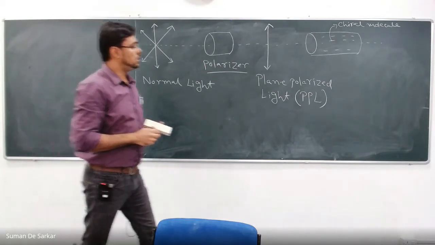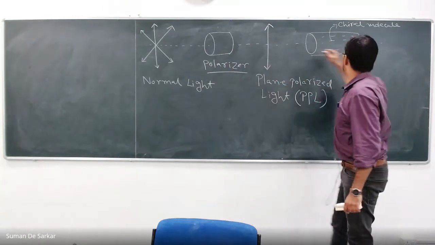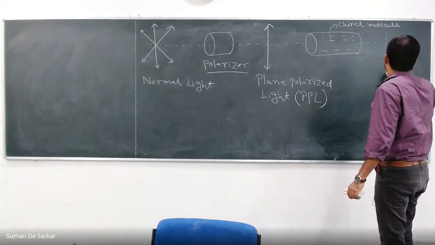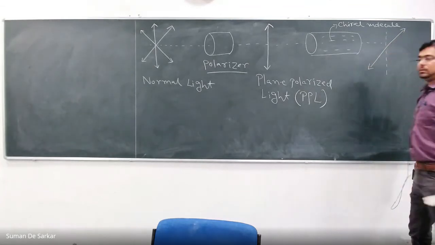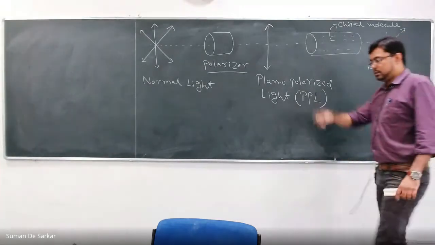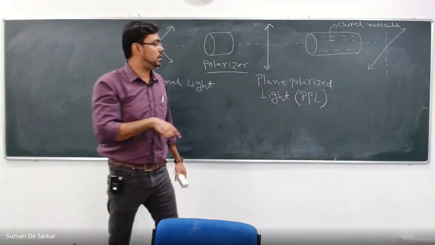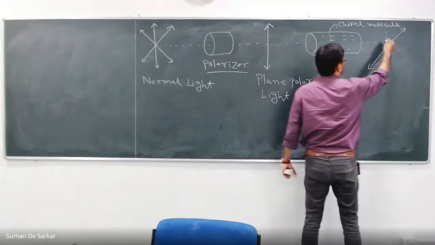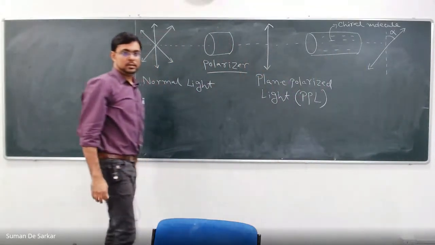And interestingly, he found that the light which was oscillating in this direction, there was a sharp rotation in this pathway of the oscillation of this light, plane polarized light. Okay? Suppose the rotation is alpha. Okay. This was his observation.